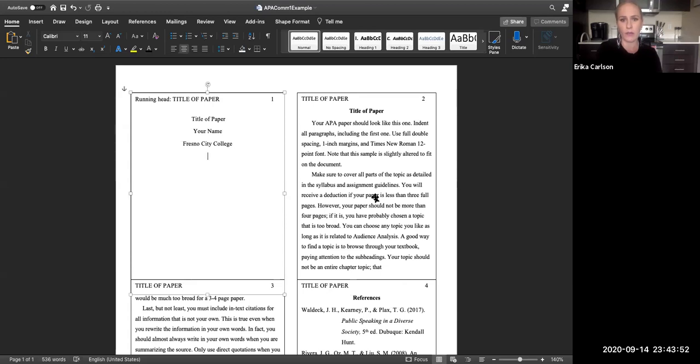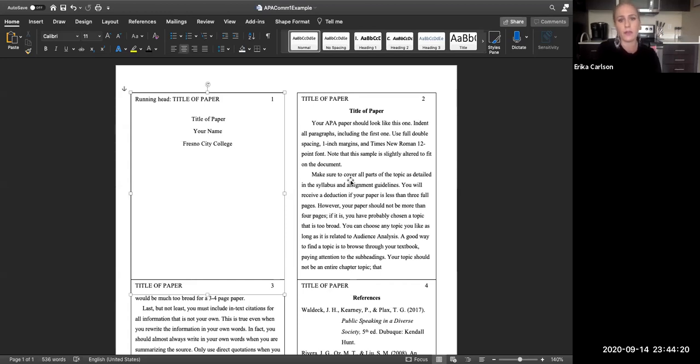You should have 1-inch margins. I guess they are right here. But your paper is going to have 1-inch margins. Don't try to put 3-inch margins to make less look like more, because I will notice the difference. So you need to use 1-inch margins, Times New Roman 12-point font, and it's going to look much like this document, except this has been slightly altered.